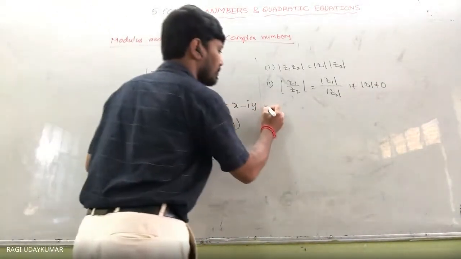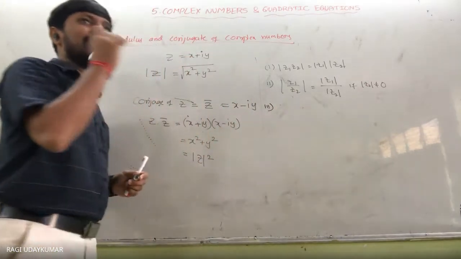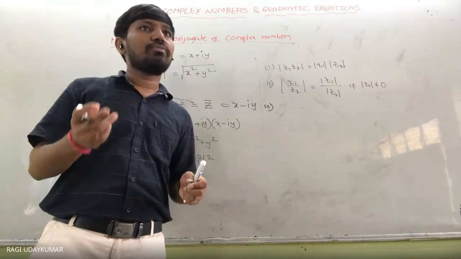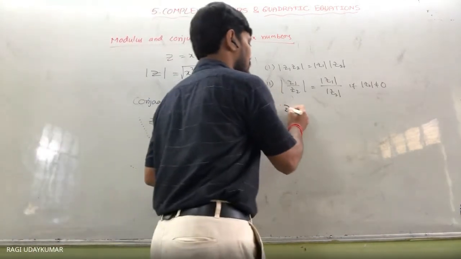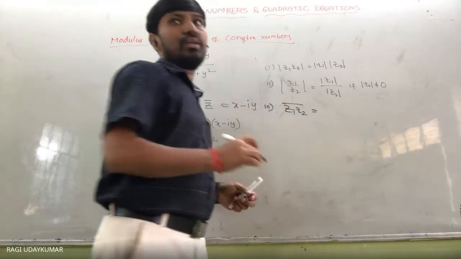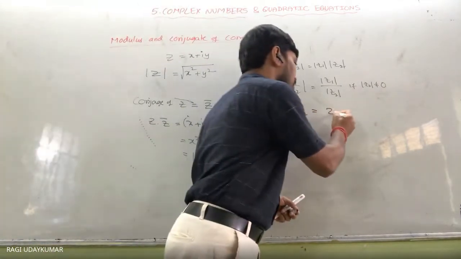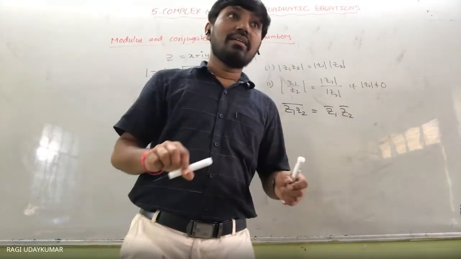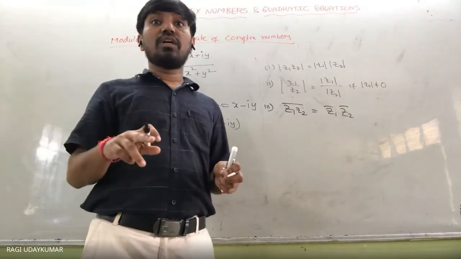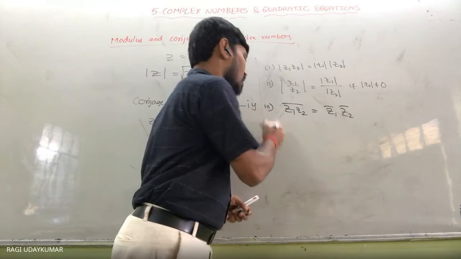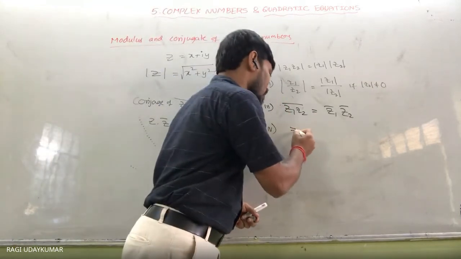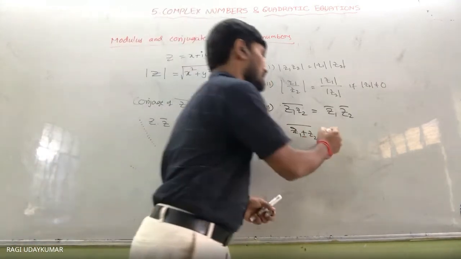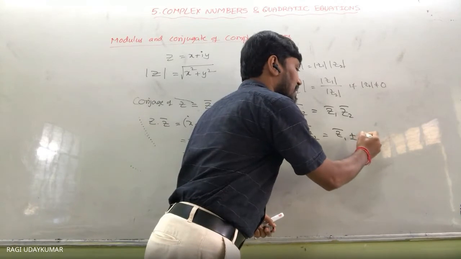Next, the third one. Conjugate of the product of two complex numbers, conjugate of z1 z2, is equal to z1 bar z2 bar, individually taken into consideration. Even for the sum or difference of two complex numbers, conjugate of z1 plus or minus z2 is equal to z1 bar plus or minus z2 bar.